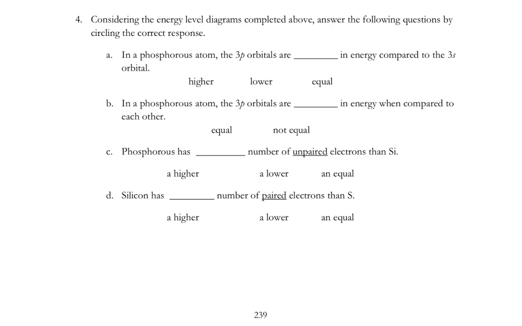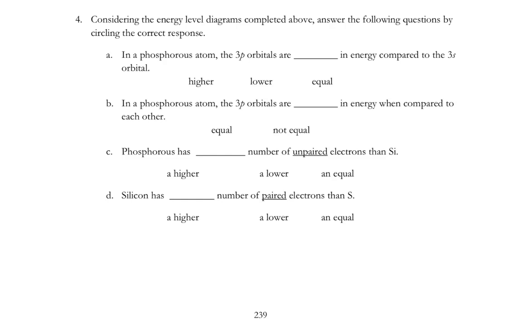And then still with phosphorus, are the 3p orbitals equal in energy to each other or not equal in energy to each other? And then you're now comparing phosphorus and silicon and deciding whether phosphorus has a higher number of unpaired electrons, a lower number, or an equal number of unpaired electrons. Remember, those are when we have just one electron in an orbital. That's called an unpaired electron, and that would be, because we draw spin up first, that would have an upward arrow.